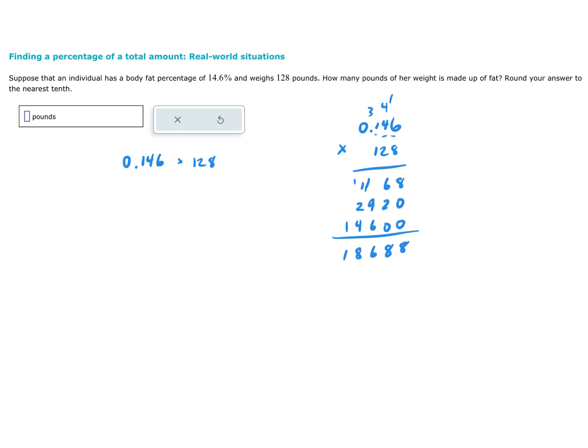We had 3 digits behind the decimal in the problem, so 3 digits behind the decimal in the solution. And we're rounding to the nearest tenth. The 6 is in the tenths place. This is more than halfway to the next tenth. So we're going to round up to 18 and 7/10, and our answer is going to be in pounds.